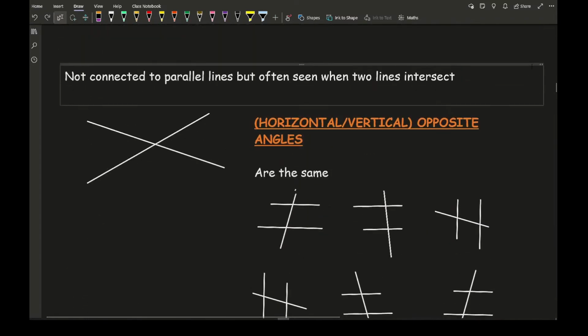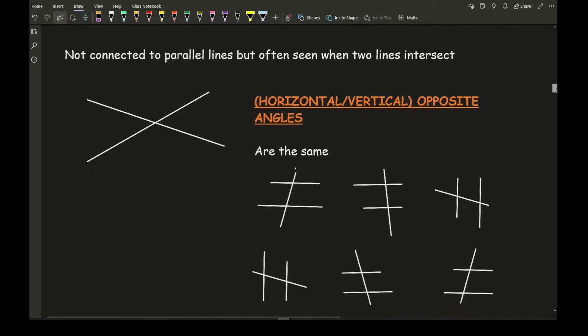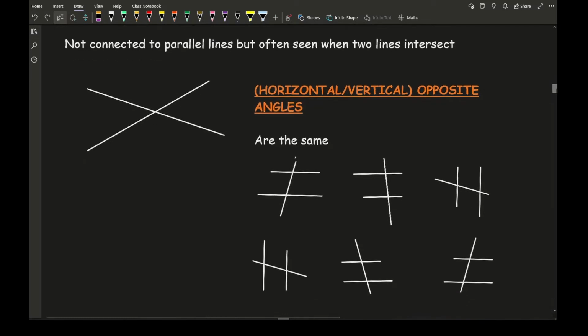Now, not connected to parallel lines is another relationship that we notice, which is that horizontally or vertically opposite angles are going to be the same. So for example, on this diagram, when we've got X, this angle here and this angle, which is vertically, horizontally opposite I should say, are going to be the same. And likewise, if I use a different color, this angle here is going to be the same as this angle here. Those two green angles are going to be the same.